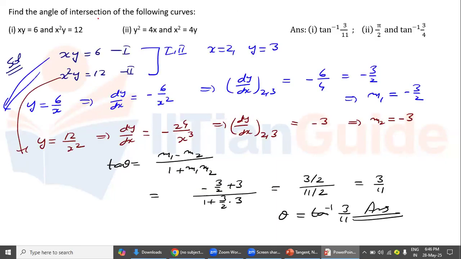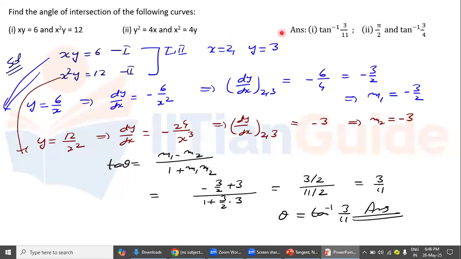We had done this question. Find the angle of intersection of the following two curves: xy is equal to 6, x square y is equal to 12. I'm repeating it. As I told you, angle of intersection is nothing but the angle between the tangents at the point of intersection. I solved equations 1 and 2 simultaneously and got the point of intersection x coordinate 2, y coordinate 3.